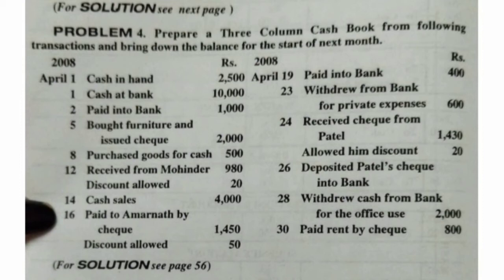Purchased goods for cash rupees 500. Entry would be purchases account debit to cash account. Cash is on the credit side, so by purchases in the cash book, credit side 500.